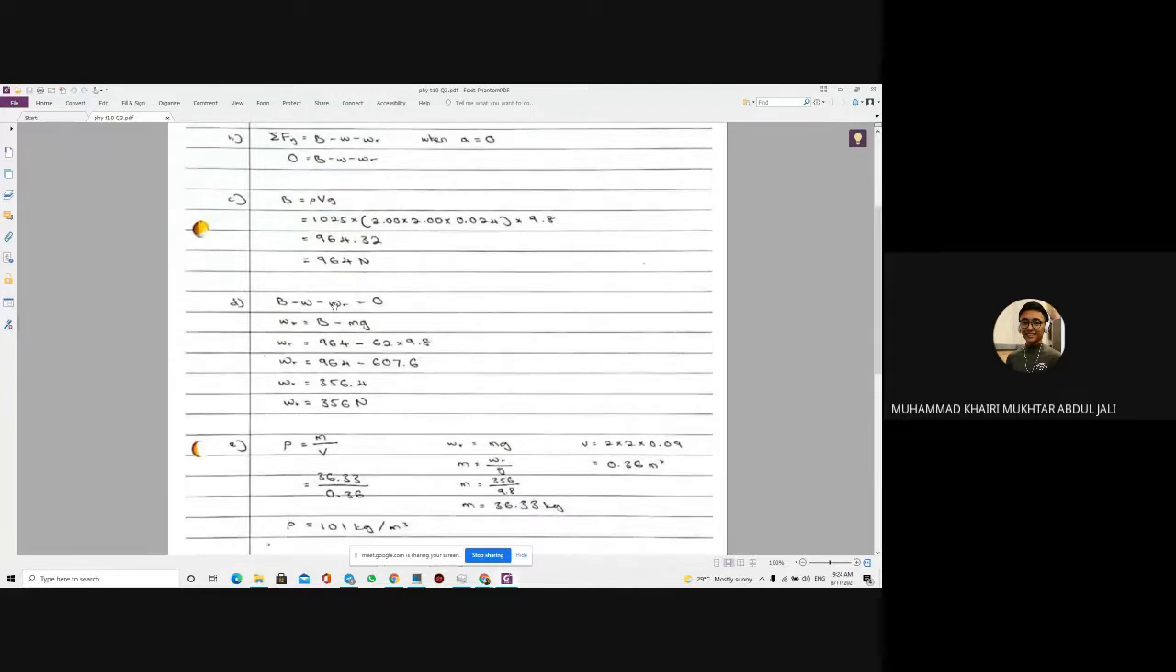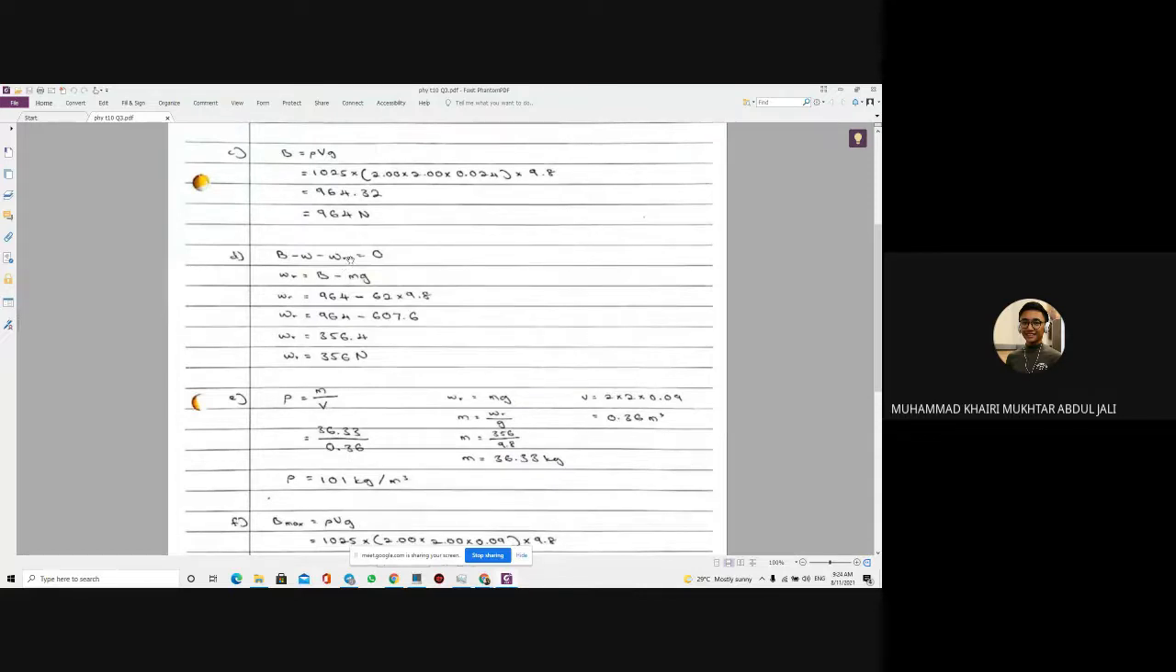And then D pula dia suruh cari the weight of the raft. So saya guna equation ni yang tadi dari B, subjekkan weight of the raft and then saya substitute masuk saja, and then last kali saya akan dapat weight of the raft is 356 Newton.